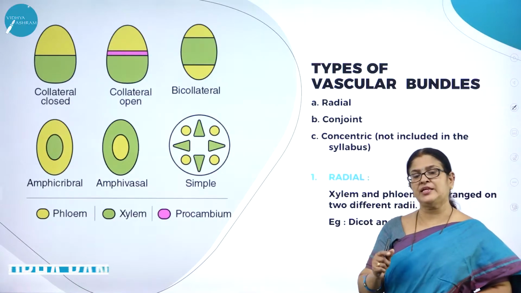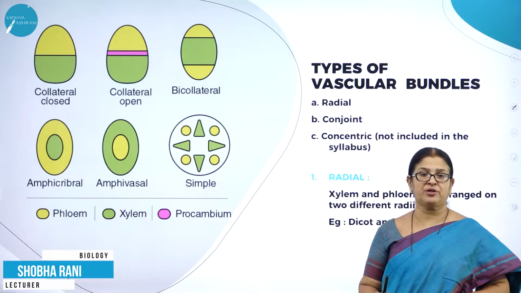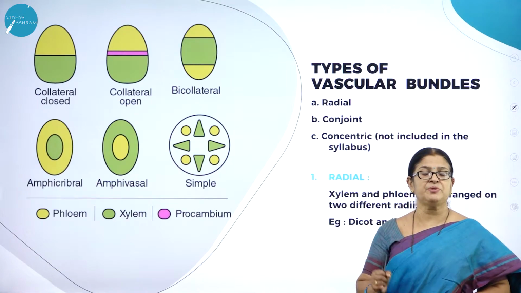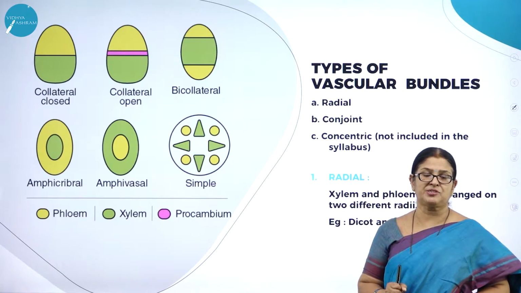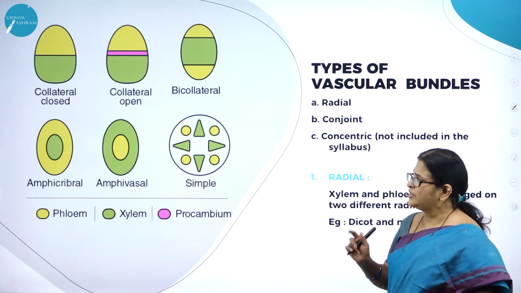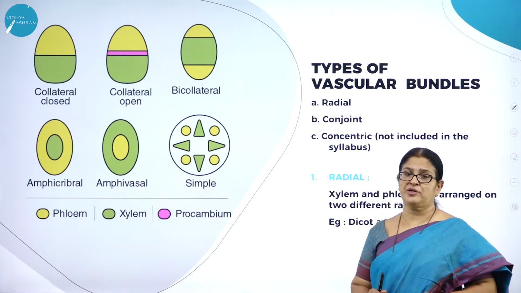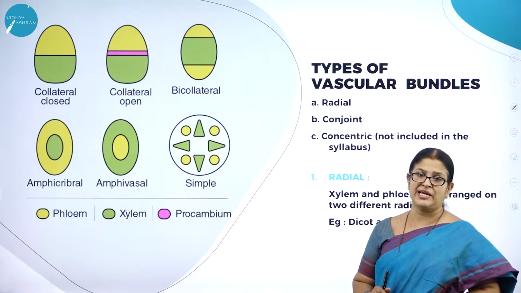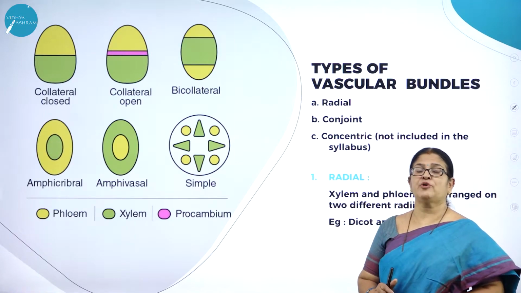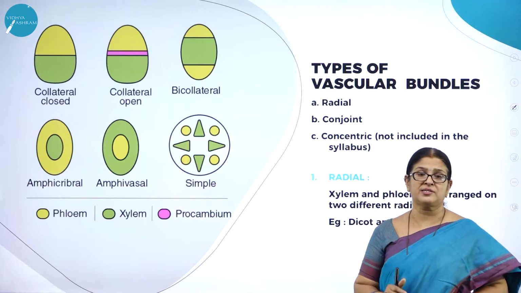Hope you remember in the last session, we studied the tissue system, where we came across the three types of tissue system, namely the epidermal tissue system, the ground or fundamental tissue system, and the vascular tissue system. When we were learning about the vascular tissue system, we came across the two very important vascular tissues, namely xylem and phloem. In this session, we are going to study the types of vascular bundle. When do you call it a vascular bundle?